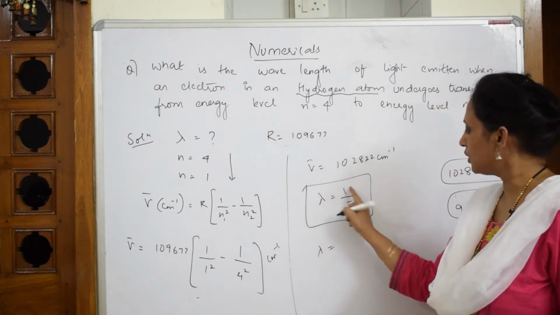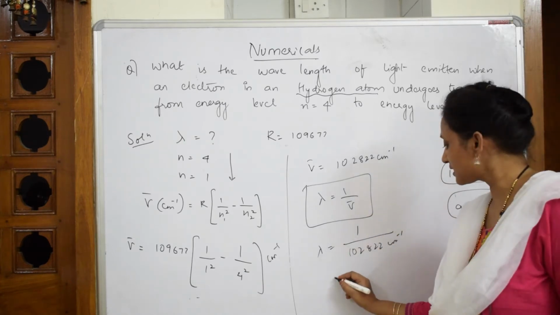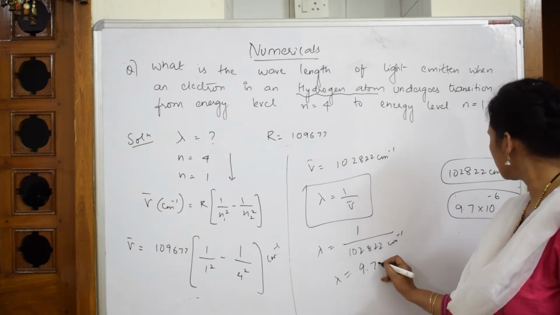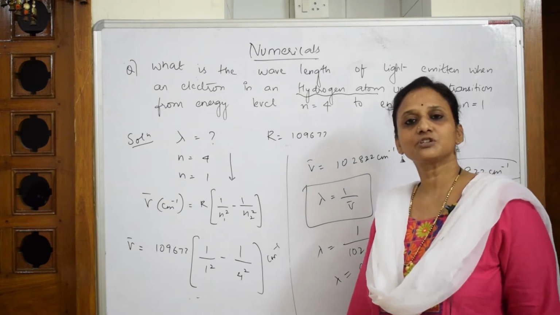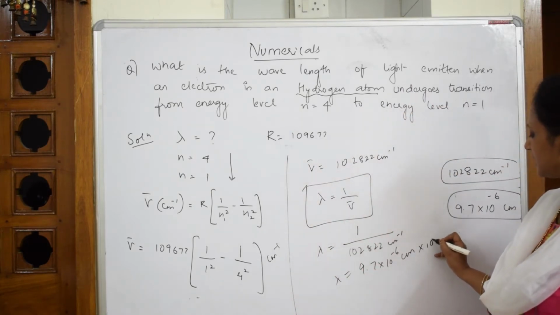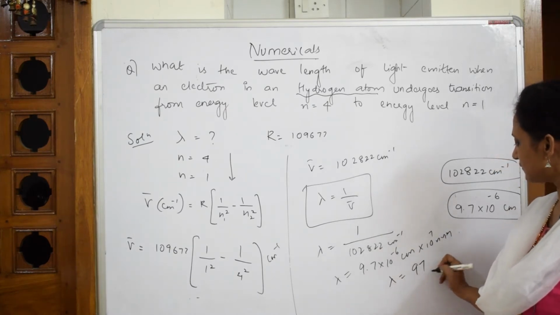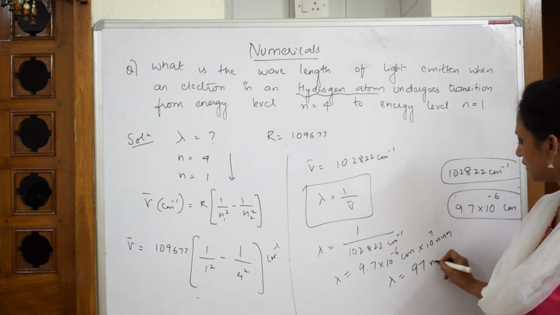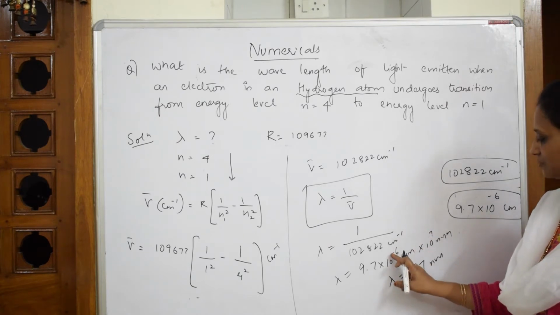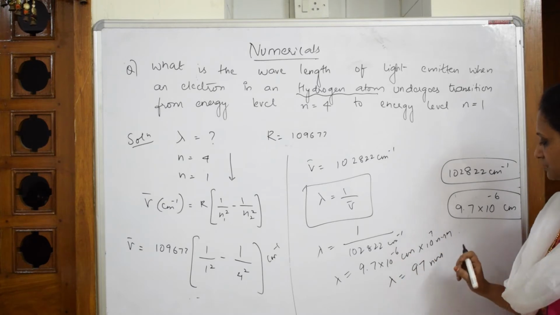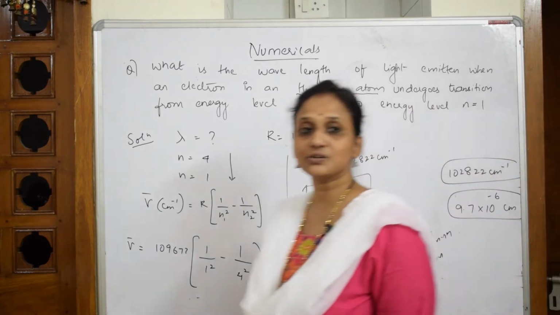So lambda is equal to 1 divided by 102822 centimeter inverse. When I solve this, I get an answer of 9.7 into 10 raised to the minus 6 centimeter. Centimeter goes above, this becomes centimeter. Further, if I have to convert into nanometer, you can multiply this with 10 raised to the 7 nanometer, isn't it? Yes. So lambda I get equal to 97 nanometer. Fine. So just simple. 7 plus 6 minus 6 and plus 7, that becomes 1, and finally you shift one decimal and you get 97 nanometer. This is how we are going to solve the numerical.